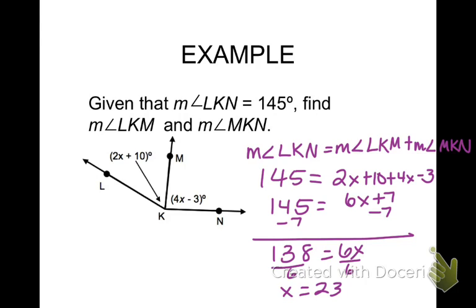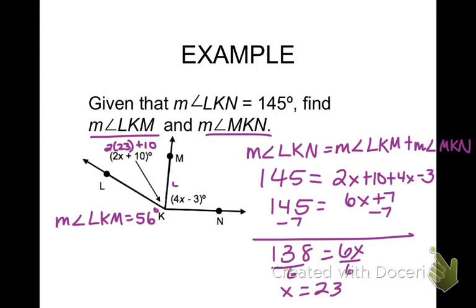Nope. I need to know the measure of these two angles, so we're going to substitute that back in. 2 times 23 is 46. 46 plus 10 is 56. So the measure of angle LKM is equal to 56 degrees.